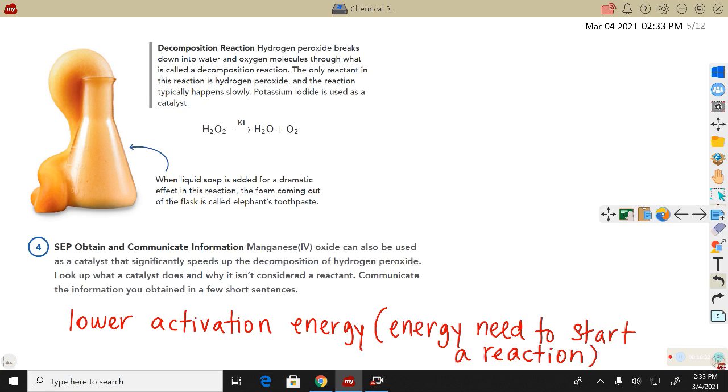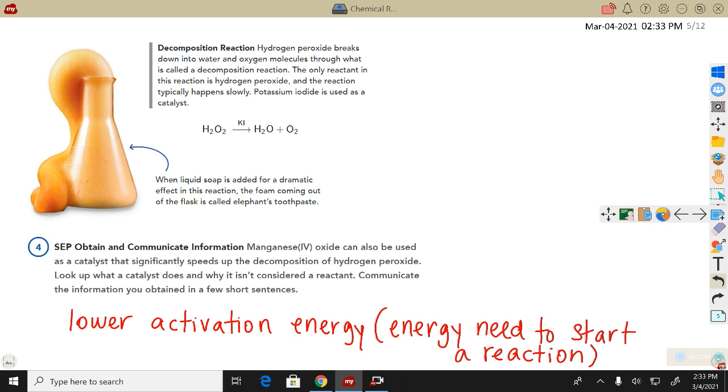Number 4 was asking you to do some research on why manganese 4 oxide could also be used as a catalyst. It could be manganese oxide, it could be this potassium iodide. There's lots of different catalysts out there. All they do is provide a little lower activation energy. And activation energy is just the energy you need to get a reaction started. So if I use a catalyst, I don't have to add as much energy to get the reaction started, so it goes faster. The same reaction will happen without the catalyst. It's just that it's going to be slower.